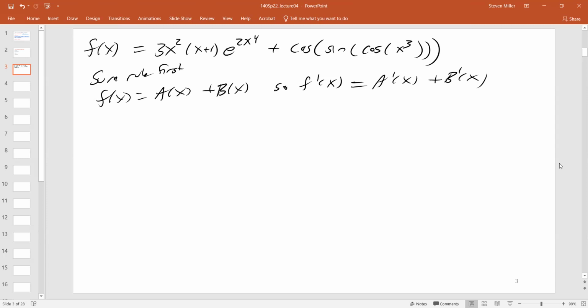If you're comfortable with the chain rule, B is actually not that bad. If you're not comfortable with the chain rule, B is a pain. A is unfortunately not quite something we're used to. So A of x, boy, somebody was mean, is 3x squared, x plus 1 times e to the 2x to the 4th. What rule would you love to have used for?